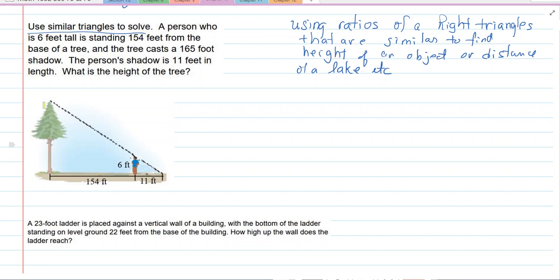We have the large one with the tree being the perpendicular, and then we have the smaller one, which is the man against that side. And we have that the man is 6 feet tall, and he's the straight edge, if you will, the perpendicular, and he is standing 154 feet away from the base of the tree. And the tree casts 165 foot shadow. And the person's shadow is 11 feet in length. What is the height of the tree?